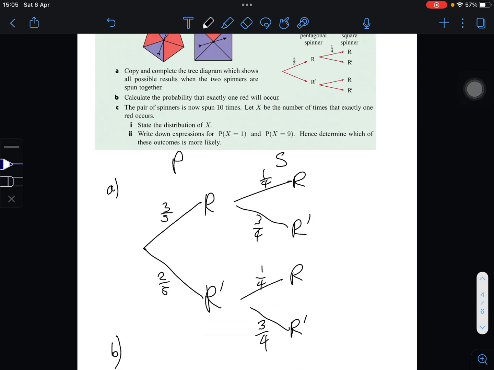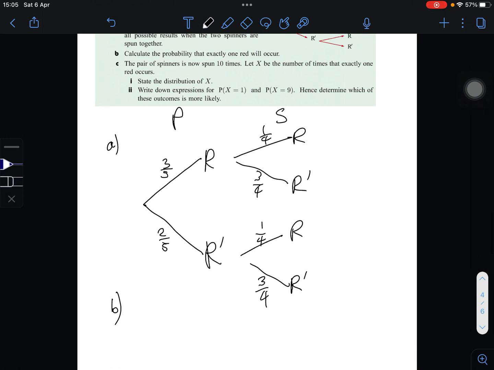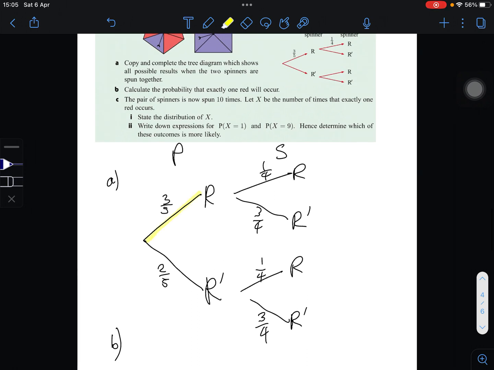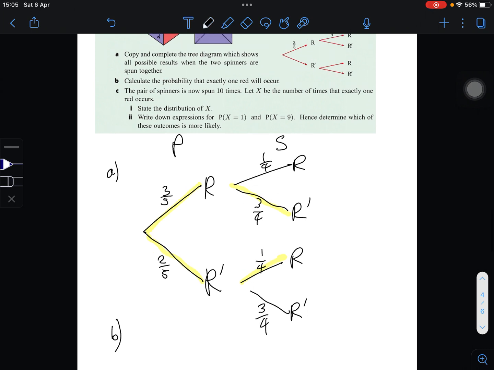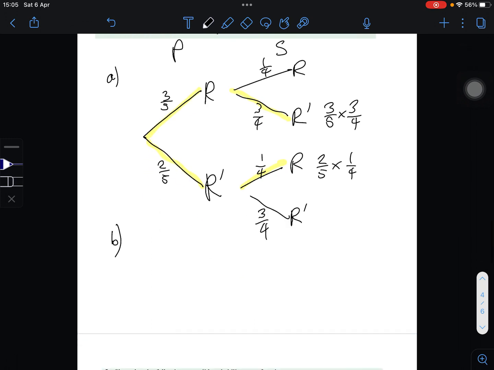Part B. Calculate the probability that exactly one red will occur. Exactly one red is going to be going down this line and then down that line, or going down this line and then up that line. So, as when you're working with tree diagrams, you just multiply the probabilities along the columns. So 3 over 5 times 3 over 4, and then this one here would be 2 over 5 times 1 over 4. And then you just add those together.